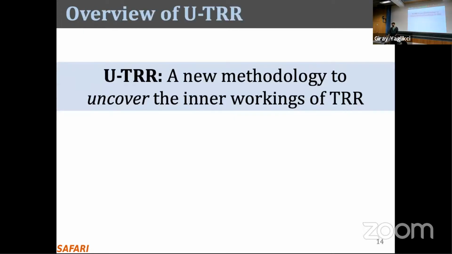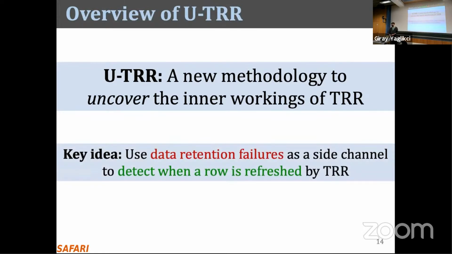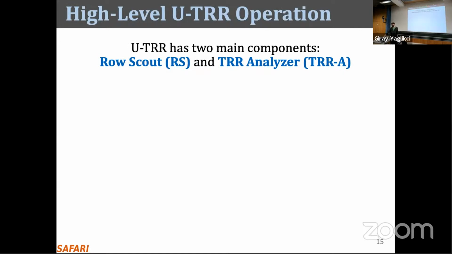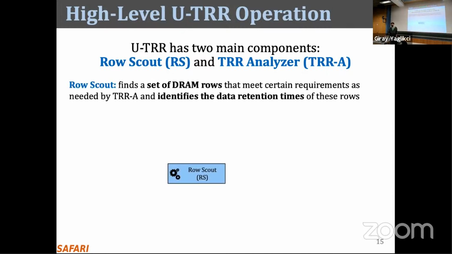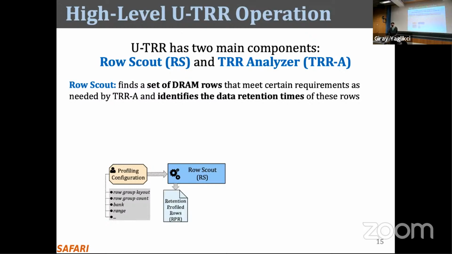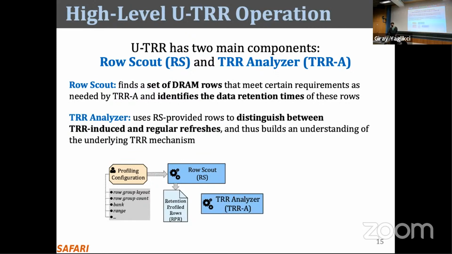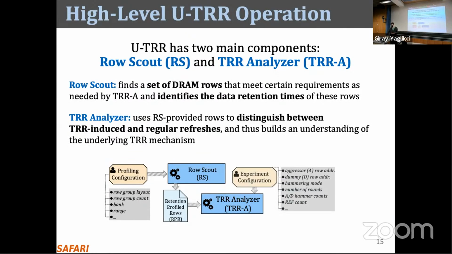We propose UTR, a new methodology to uncover the inner workings of TRR. The key idea of UTR is to use data retention failures in DRAM as a side channel to detect when a certain row is refreshed by TRR. UTR consists of two main components that we call Row Scout and TRR Analyzer. Row Scout finds a set of DRAM rows that meet certain requirements as needed by the TRR Analyzer and identifies data retention times of these rows. TRR Analyzer, on the other hand, uses the rows that Row Scout provides to distinguish between TRR-induced and regular refreshes and builds an understanding of the underlying TRR mechanism.